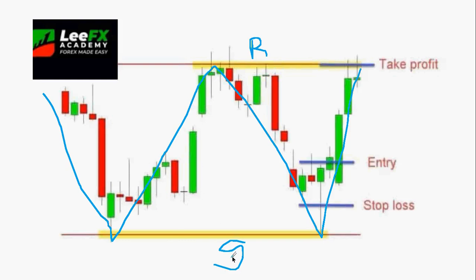Supply and demand. All the areas of support are called demand. All the areas of resistance are called supply. So this is what buyers and sellers target in the market. Buyers always wait for the market to reach support, because when the price is at support, it becomes cheaper and attracts a lot of buyers.